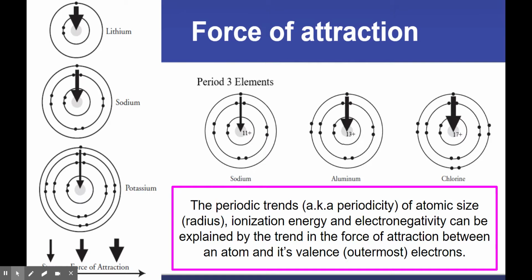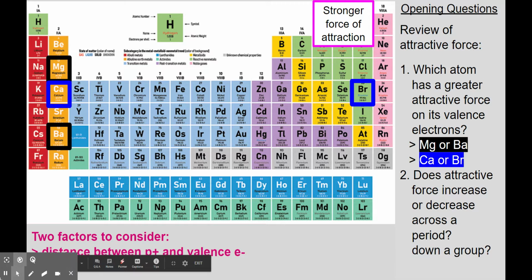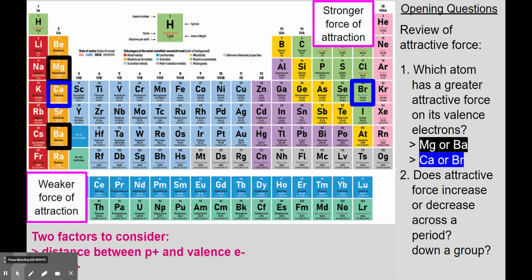So when we look at our periodic table here today, we can think about labeling the two sides of it. The stronger force of attraction is going to happen in the upper right-hand corner. The weaker force of attraction is going to happen in the lower left-hand corner. And again, ultimately, it is the two factors of distance and the number of protons that are determining that force of attraction.